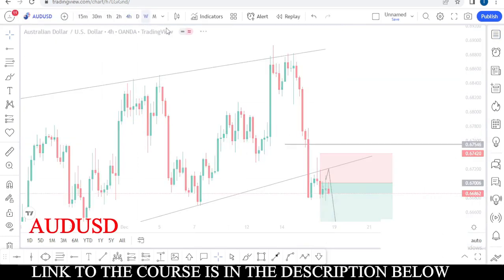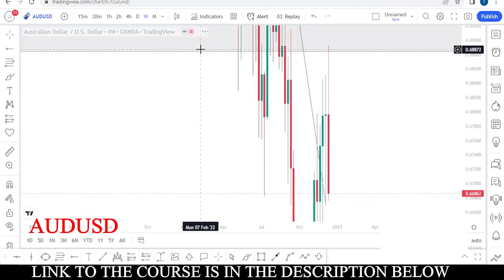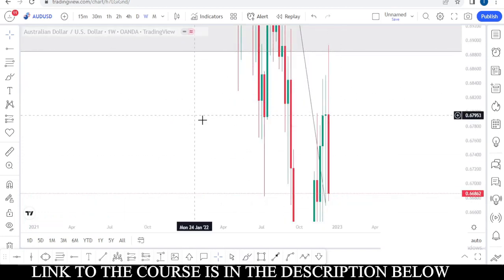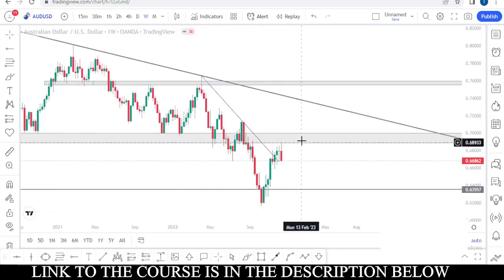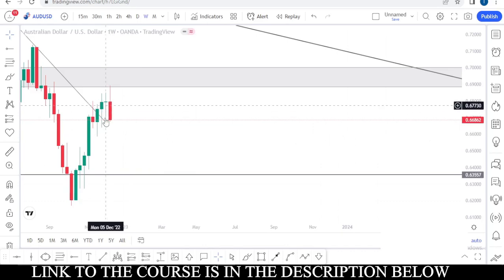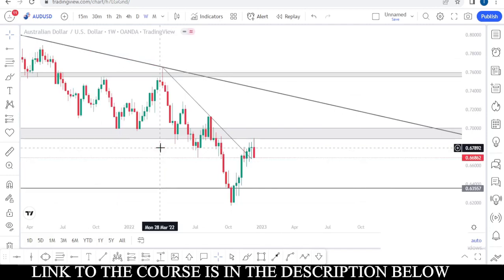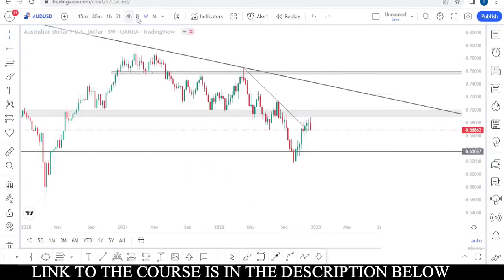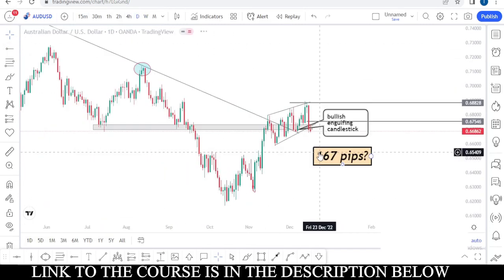So let's start. This is the Australian dollar, US dollar, the Aussie dollar. Last week we had a bearish engulfing candle engulfing this doji. So we took out this candle and part of this candle. With this kind of candlestick, I would expect a mini push to the downside. Let's go back to that weekly time frame.